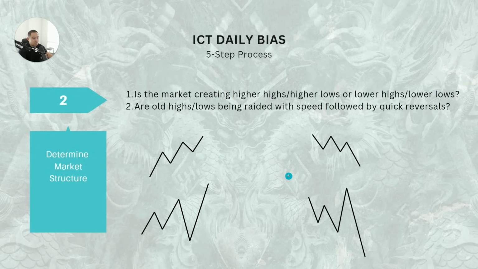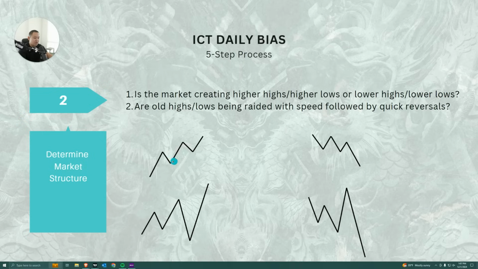So number 2 is determining the market structure. Is the market creating higher highs and higher lows, or lower highs and lower lows, or are old highs and lows being raided with speed followed by quick reversals? So obviously here we have bullish market structure, right? We have a high, a higher low, a higher high, a higher low, right here. But here is also bullish market structure, because we have this market structure in place, but we've run it out and then quickly rejected. This, in my opinion, is stronger than this, because we've run out and taken out sell-side liquidity.